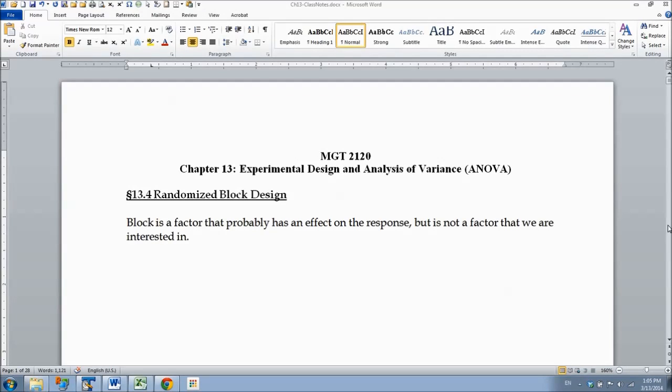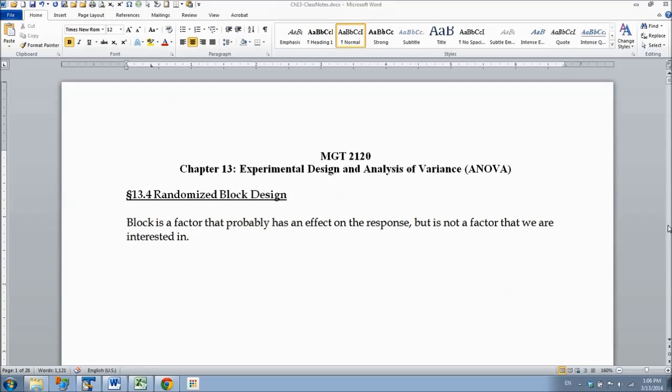The next section, section 13.4, is called randomized block design. This is also an analysis of variance test, ANOVA test, except that here we have an additional factor. And this factor is called a block factor because the variation that this factor contributes to the response variable is not something we are interested in.